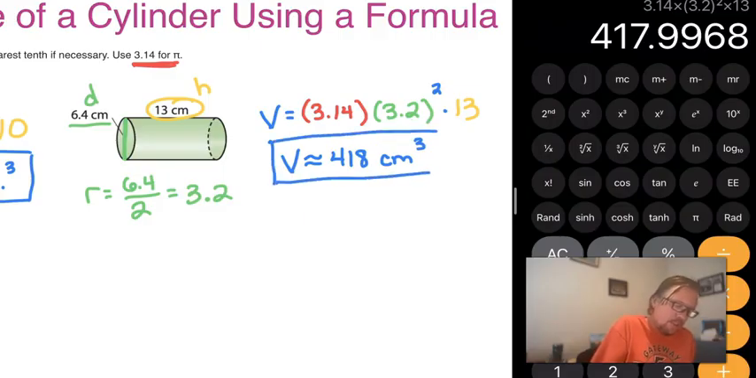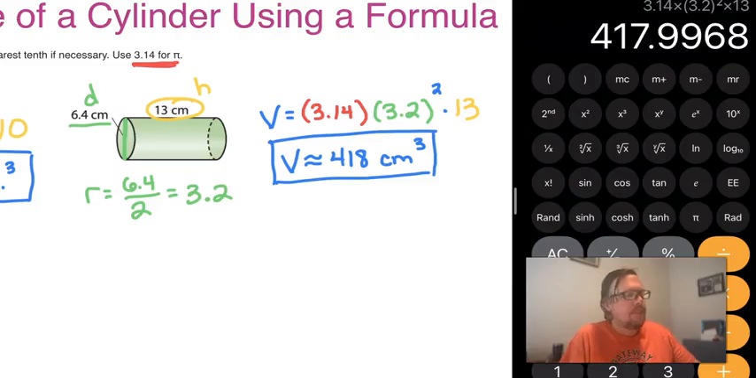Volume is always measured in cubic units. So there you go. That's volume of a cylinder. Pretty easy. Find the height, find the radius, plug them into the formula. Not much to it.